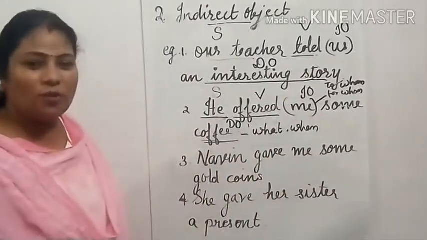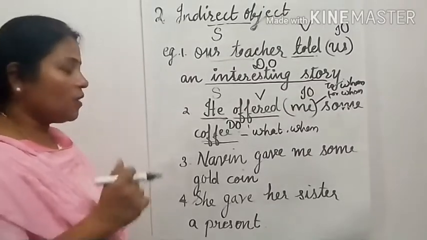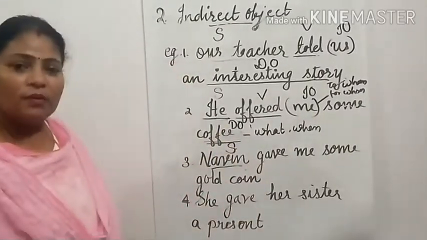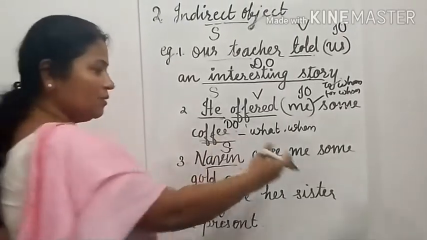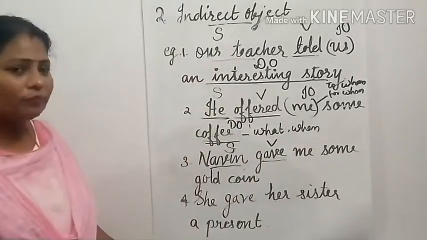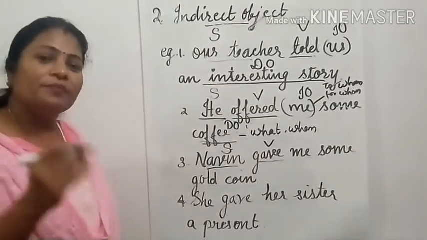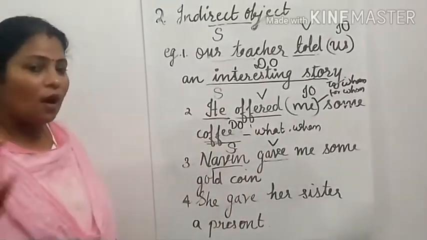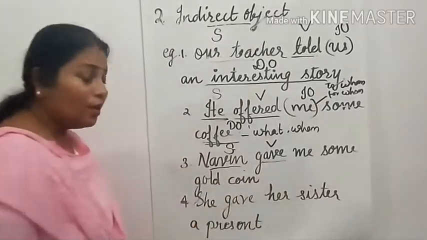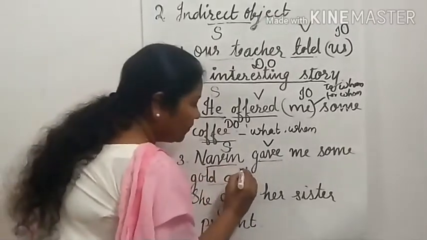Next one, third one, you can try. Naveen gave me some gold coins. Which is our subject? Yes, we are talking about Naveen, right? So that becomes our subject. Then which is our verb? Action word. Is it me? Some? Gold coin? Yes, it is gave. So this becomes our verb. Then we have to find direct object. What are we going to ask? What or whom? Gave what? Gave some gold coins. So gold coins becomes our direct object.